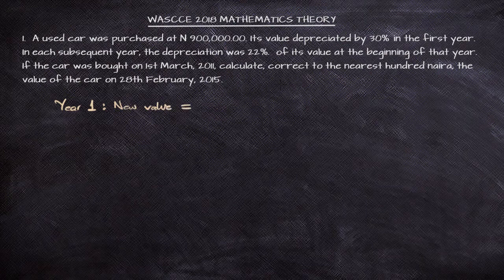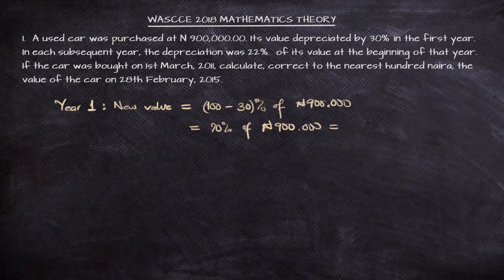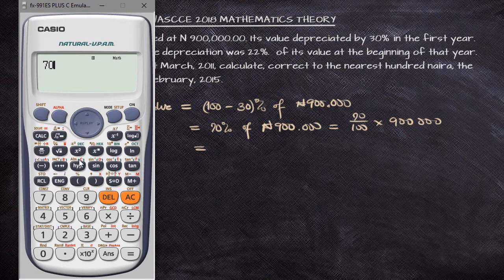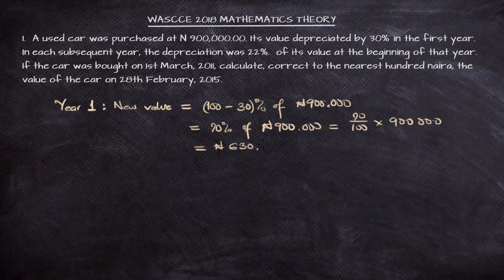So after that year 1, the new value will be 100% minus 30% of its original value. If it depreciated by 30%, then the new value will be 100 minus 30% of the original value, which is 900,000 naira. And so that will give us 70% of 900,000 naira. That will be 70 over 100 times 900,000 naira. If we bring in our calculator, we have 70 divided by 100 times 900,000. That will give 630,000 naira after the first year, in which the depreciation is by 30%.